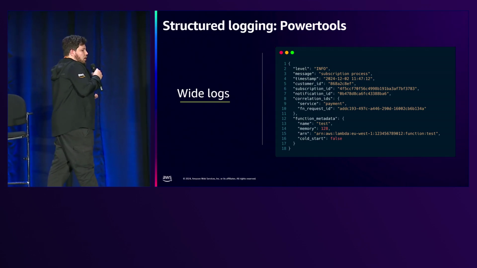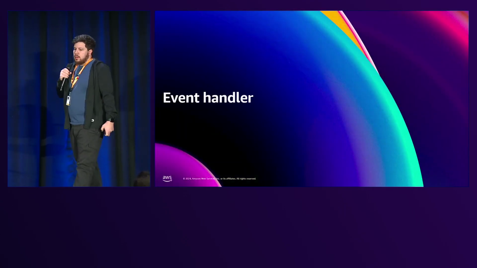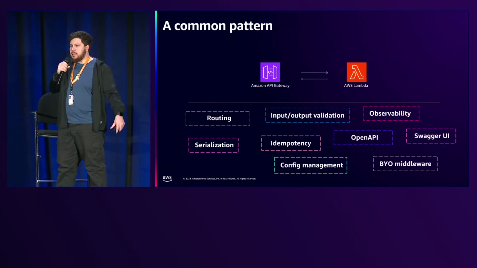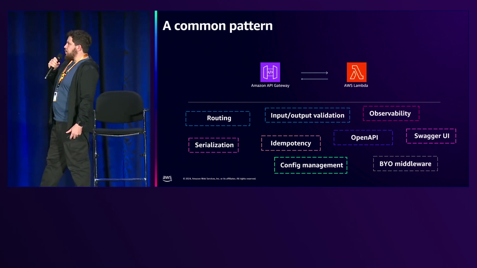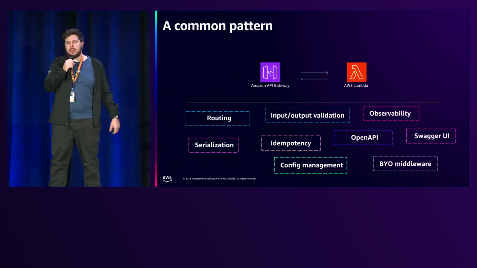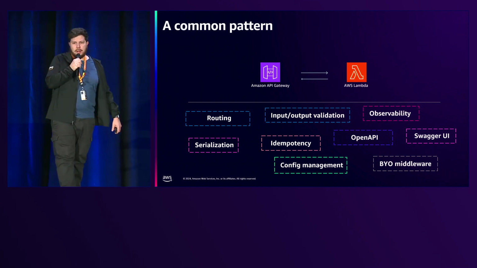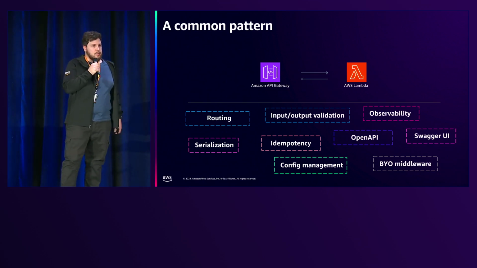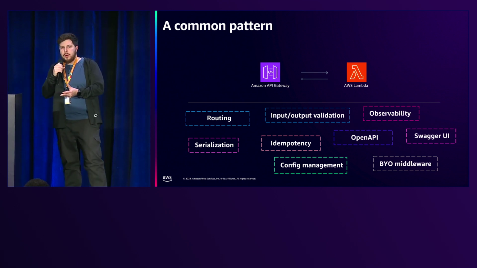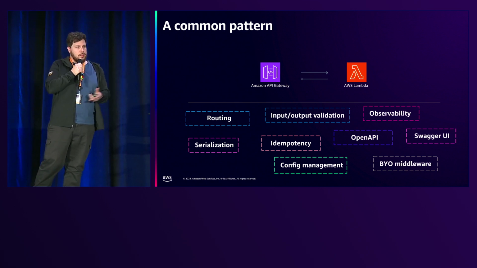So let's move now into a different topic, event handler. Whenever you work with serverless applications, chances are that you might be building an API. This is a pattern that is pretty common. You have an entry point. Here in the slide, I'm showing Amazon API Gateway, but it could be ALB, or a function URL, or VPC Lattice, or basically any kind of entry point that accepts HTTP requests. And then it's backed by a Lambda function that acts as a compute layer, right?